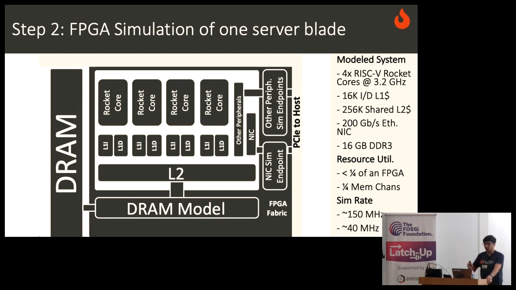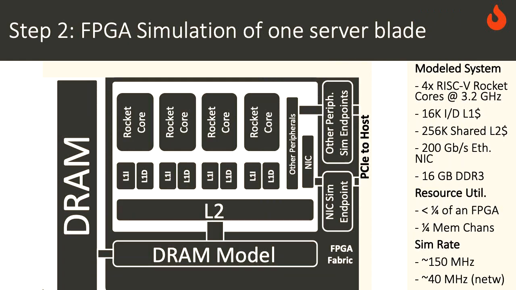We want a simulator of RTL running on the FPGA. So now we have that RTL design, and what you see here is taking that and transforming it into a simulator. So we've tacked on that DRAM model I showed you earlier and models for other stuff like the network links. And so if we run this on FPGA, again, about a quarter of an FPGA, we can run this at 150 megahertz if we don't run a network simulation, and about 40 megahertz if we run a network simulation.